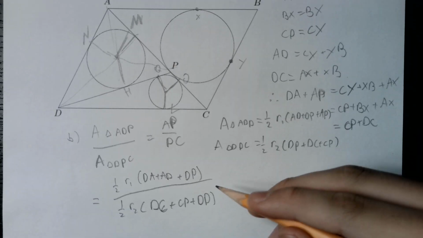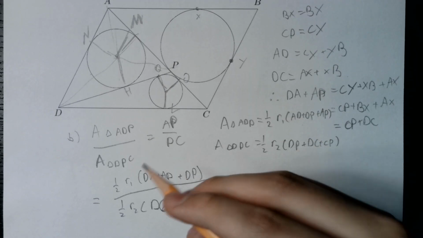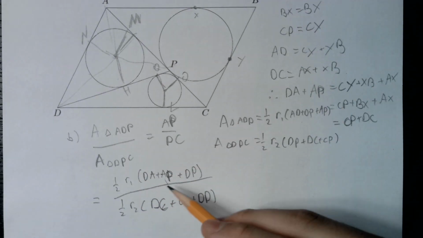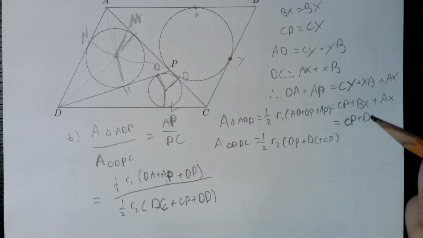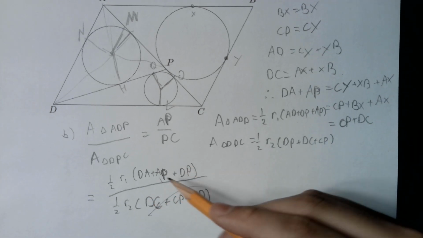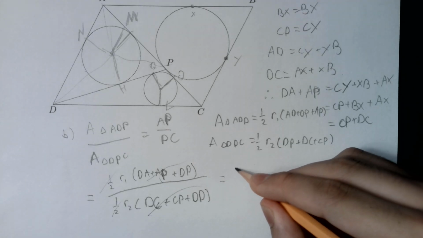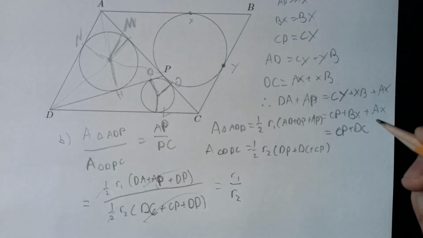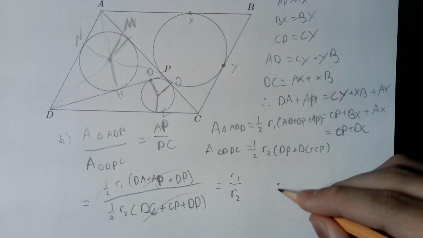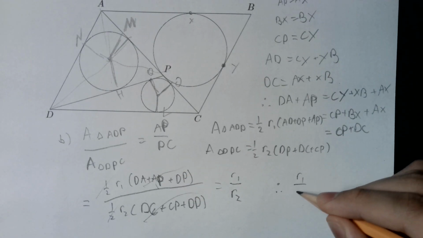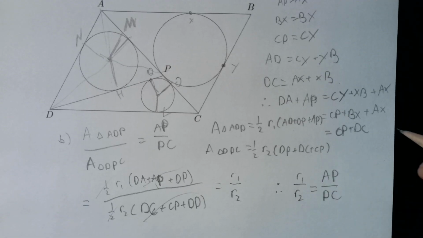Right, and as I said before, we see that DP and DP here are going to be the same, and DA and AP, and DC and CP, are also going to be equal from part A of the question. This is how we know that we can just cancel these out, and also cancel the 1/2s at the start to receive R1 over R2. So in other words, AP over PC is going to be equal to R1 over R2, or as the question states, R1 over R2 is equal to AP over PC. So that's how we prove this.